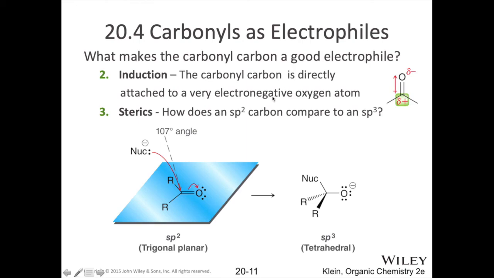Okay. Finally, I mentioned that the whole point of having a carbonyl as an electrophile is that it's prone to nucleophilic attack. It helps that carbonyls are flat, right? Those carbons are sp2 hybridized. They're flat, they're trigonal planar, which allows easy access for a nucleophile. There's less steric hindrance for a nucleophile to come in and attack that carbonyl carbon.